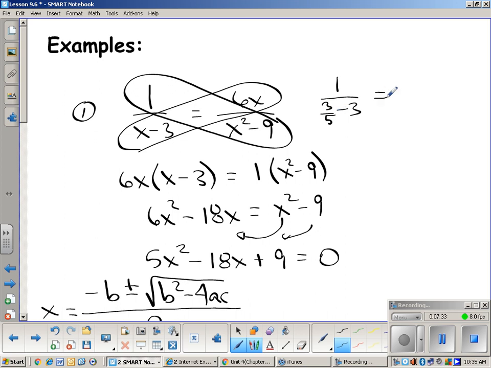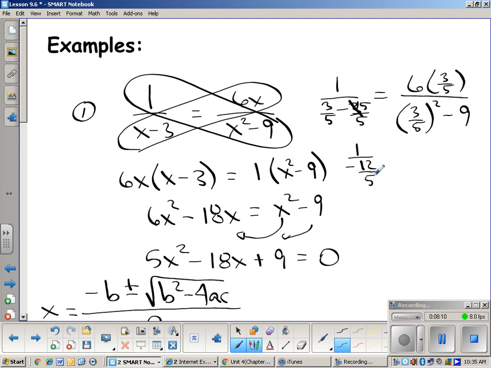Now on this side I get 6 times 3/5 over 3/5 squared minus 9. Do you agree that 3 is the same as 15/5? Yes. Okay? The reason I ask that is because I have a fraction minus a whole number here, so I'm going to call this 15/5. And so that's 1 over negative 12/5, right?